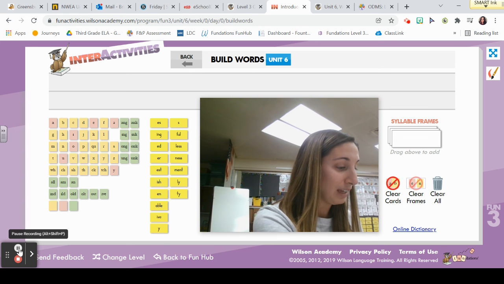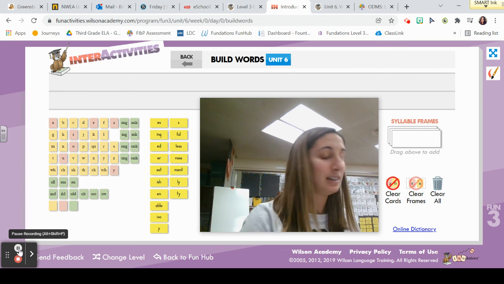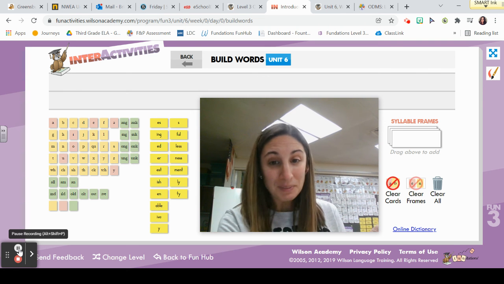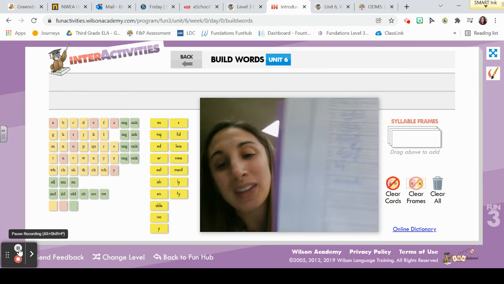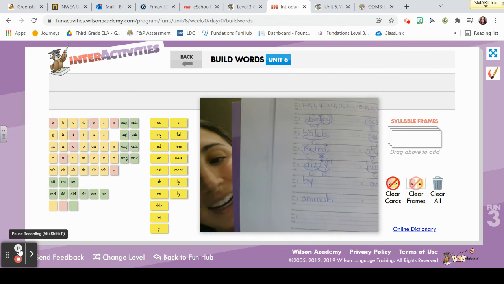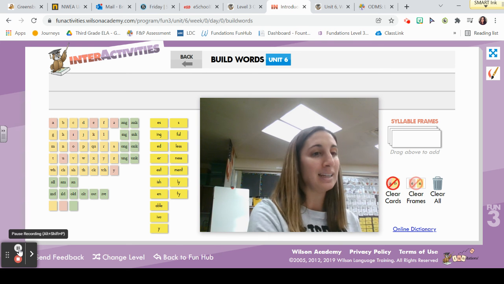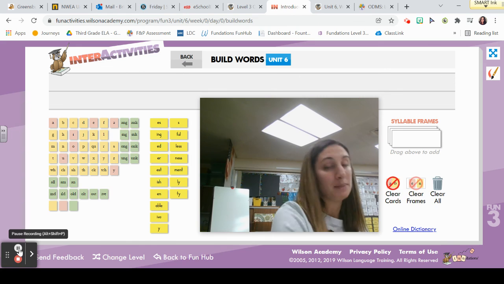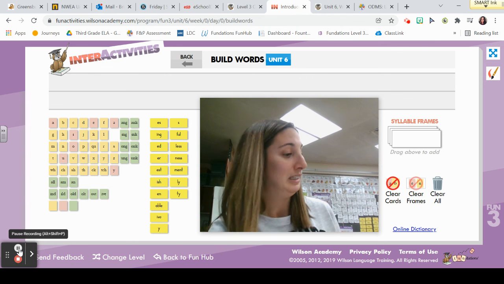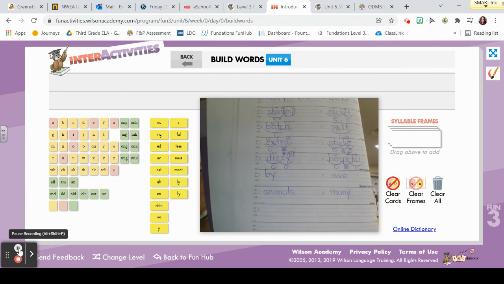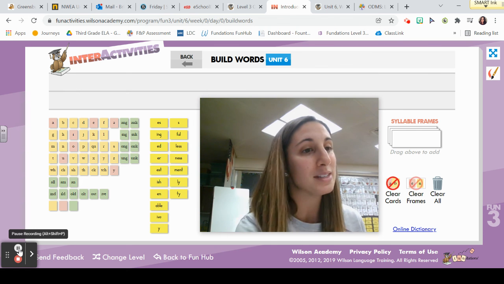Trick word number 1. Animals. Say it. Animals. The house had several animals as pets. Animals. All right, ready to spell it together? Let's go. A-N-I-M-A-L-S. Animals. Great. Number 2, many. Say it. Many. There are many good people in the world. Many. Spell it with me. M-A-N-Y. Good.